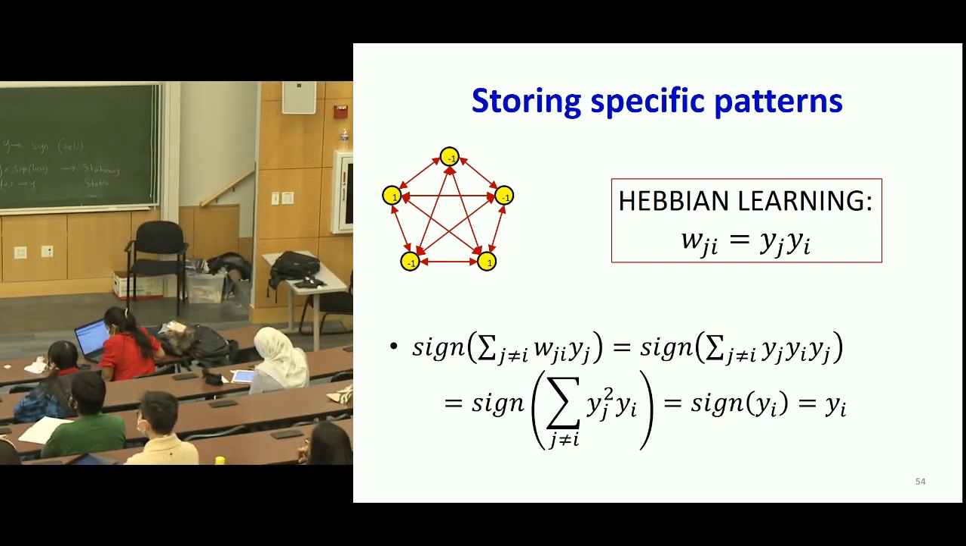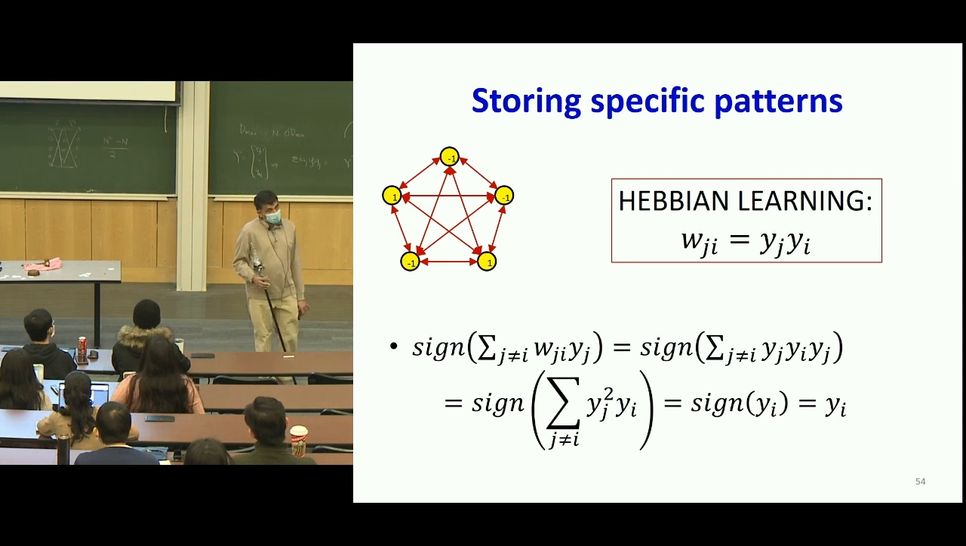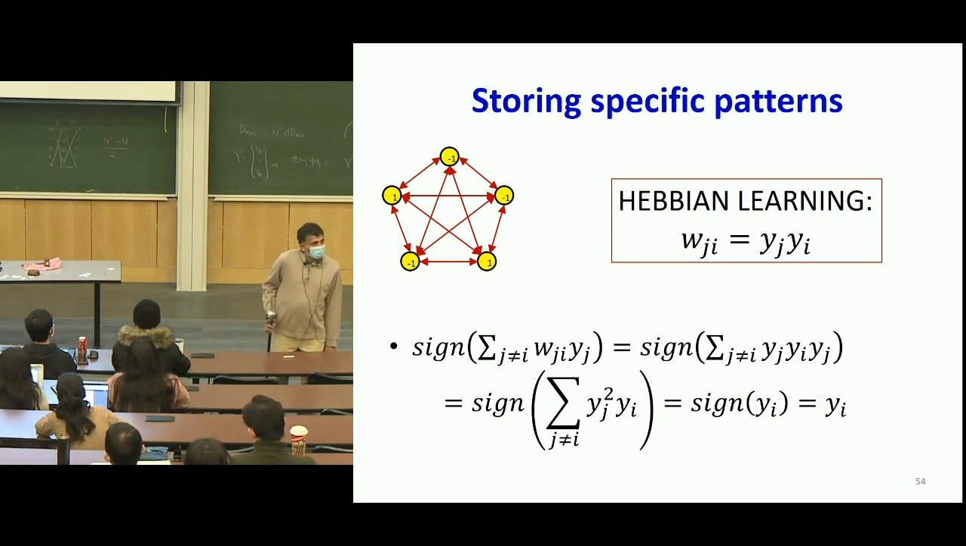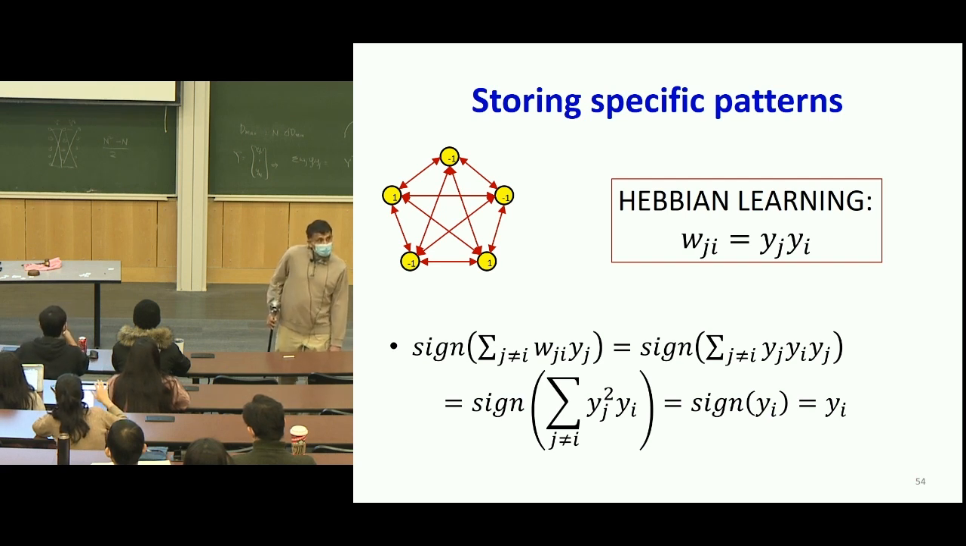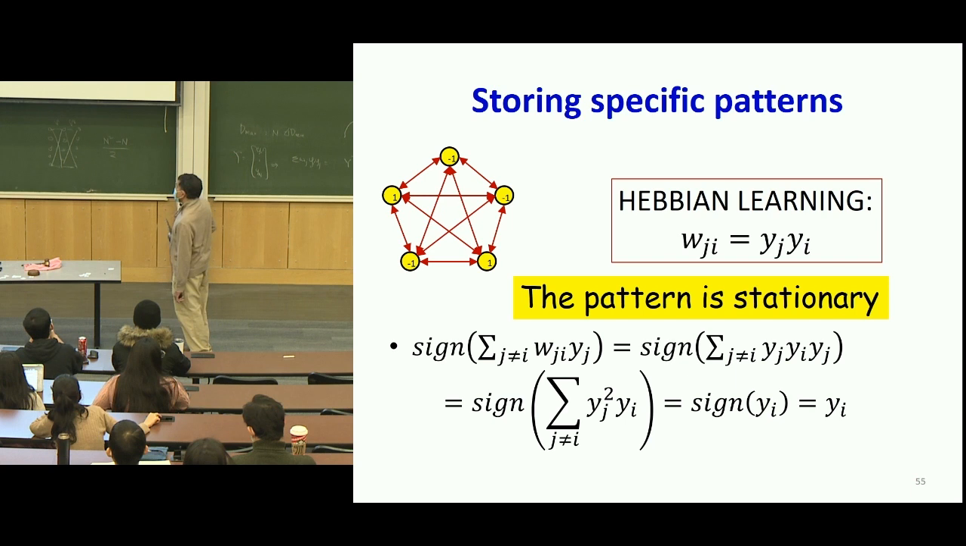So what is the sign of this one? y_j squared is just going to be a positive term. y_i comes out. The sign of this is the same as y_i itself. So if I use Hebbian learning, this simple rule guarantees that it will give you a stationary pattern, right? So it's a very simple way of setting the weights of the network to store a particular memory. I just say that every weight is going to be the product of the bits. So when you do that, the pattern is guaranteed to be stationary.